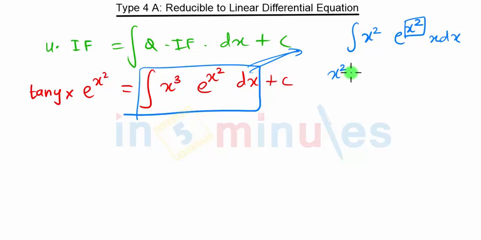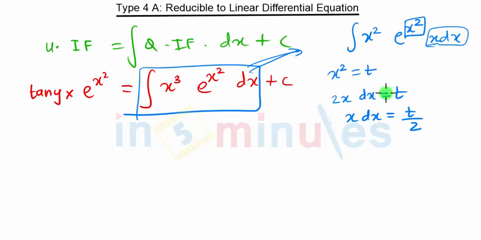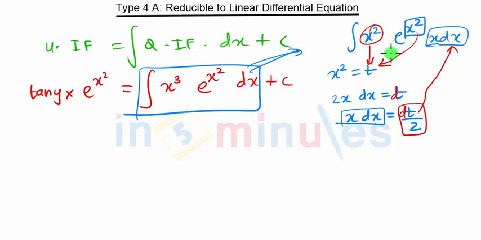We can substitute x square as t, and if I take the derivative, 2x into dx equals dt. So x into dx is dt by 2. As you can see, I have taken this x with dx so that x into dx can be directly replaced by dt by 2, and x square we are substituting as t. So this integration can be modified as t into e raised to t dt.